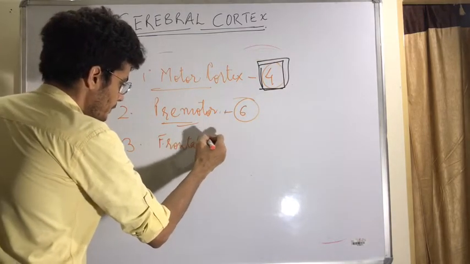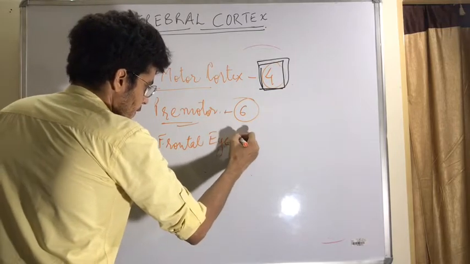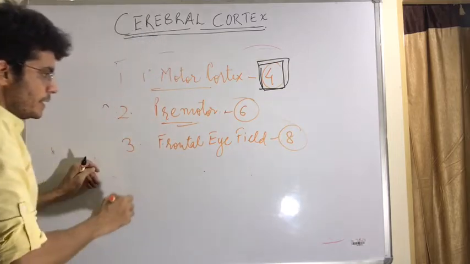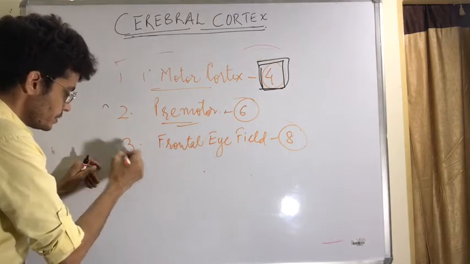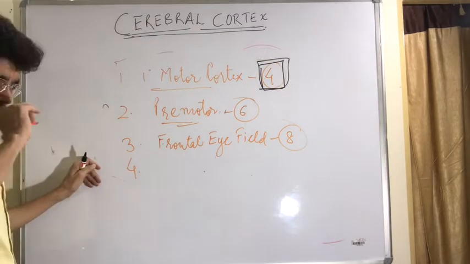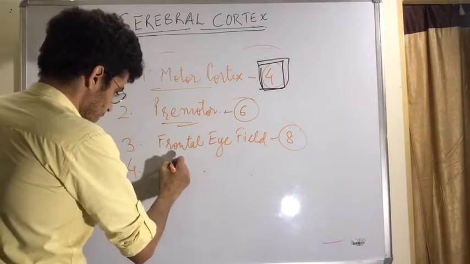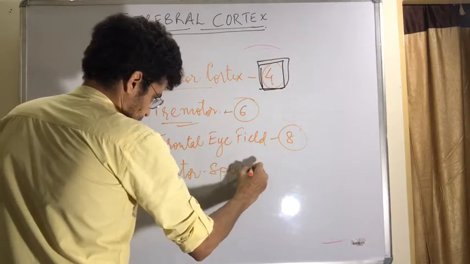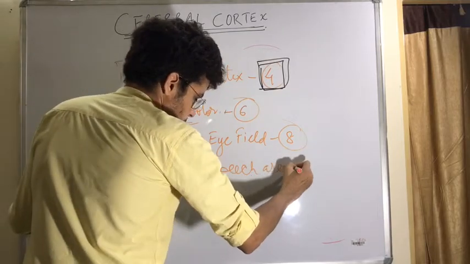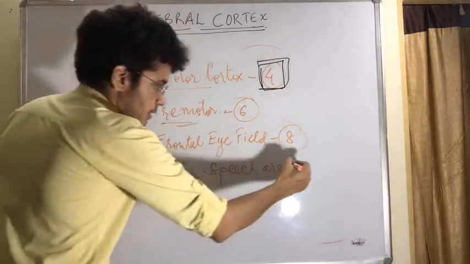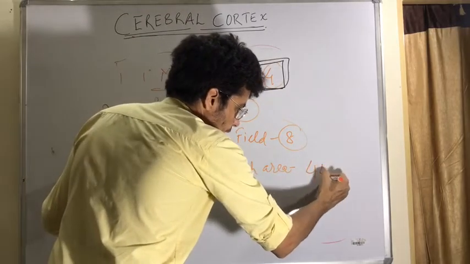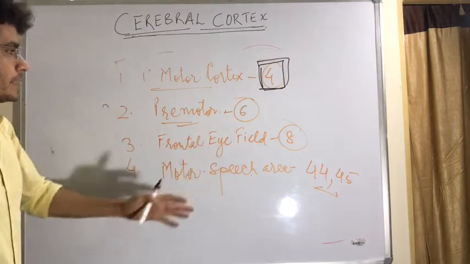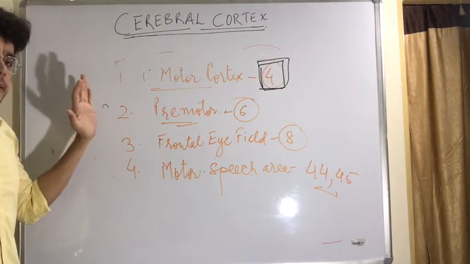The frontal eye field was area number 8. It also includes one more, that is the motor speech area, or Broca's area. That is area number 44 and 45. So all these five areas are studied under the precentral cortex.